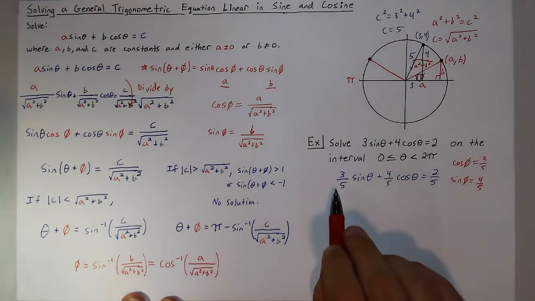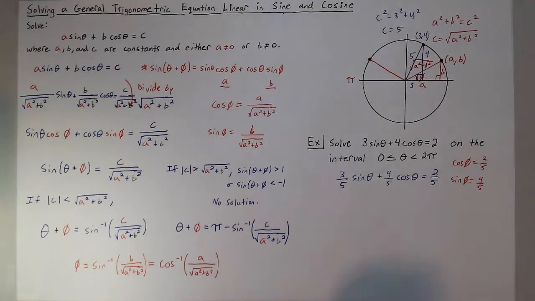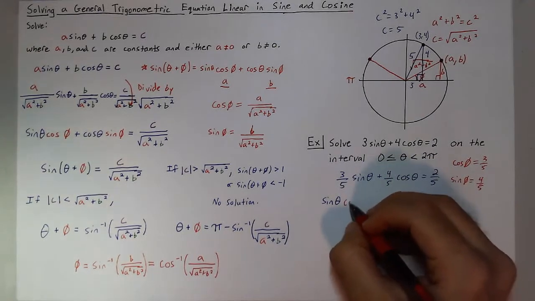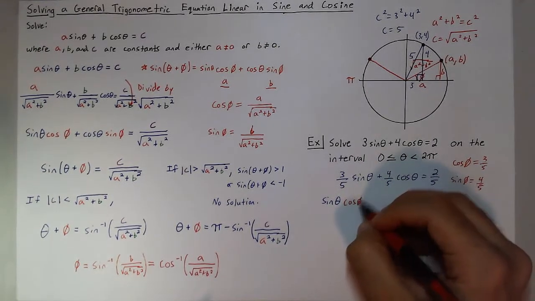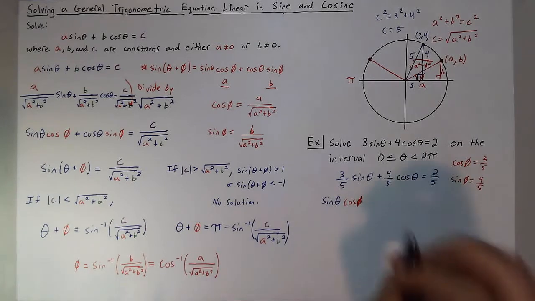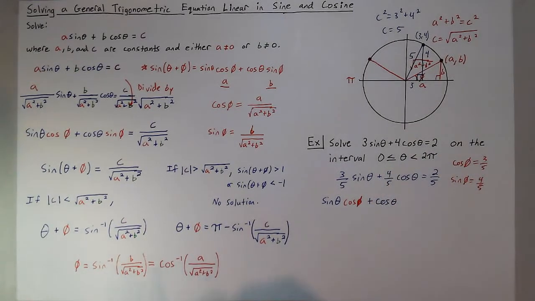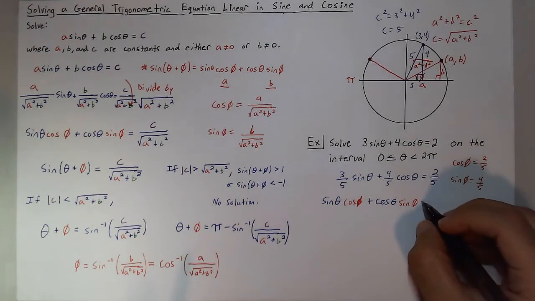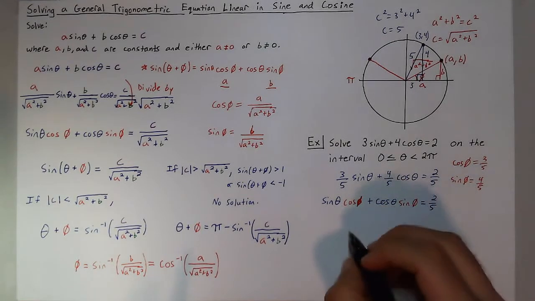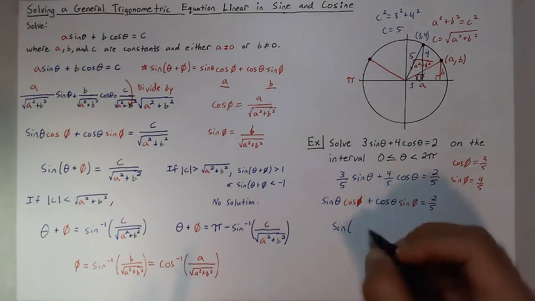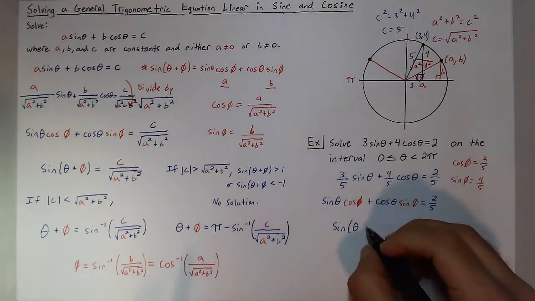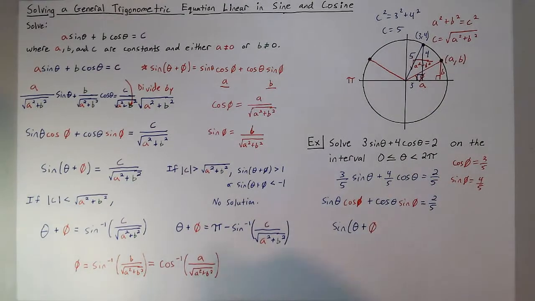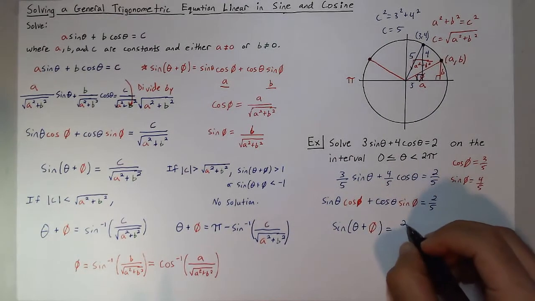And now I can replace these with their corresponding trig expressions. So sine of theta, cosine of phi, plus cosine of theta, sine of phi, is equal to 2/5, giving me the expression sine of theta plus phi, using that sum formula for sine, is equal to 2/5.